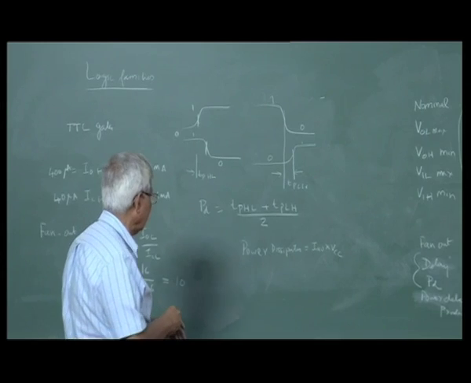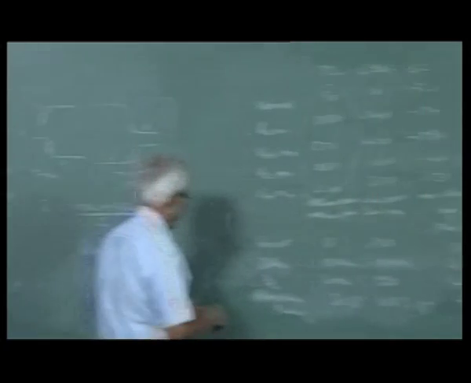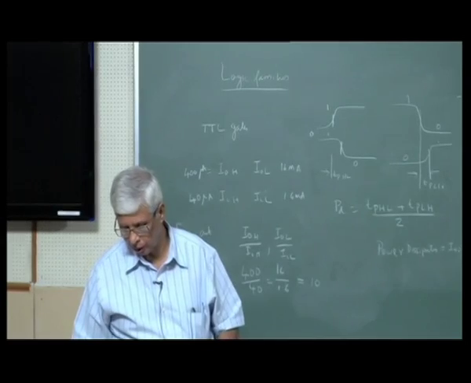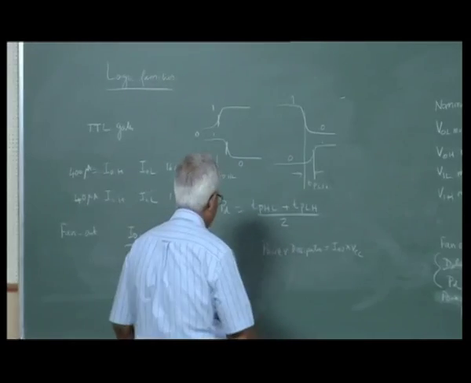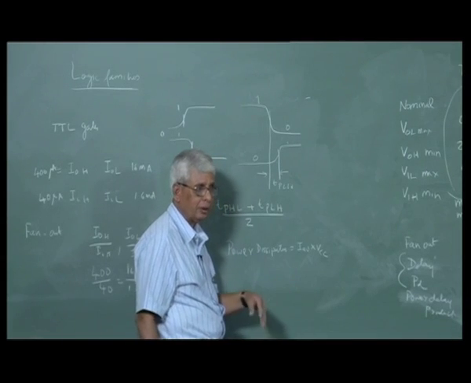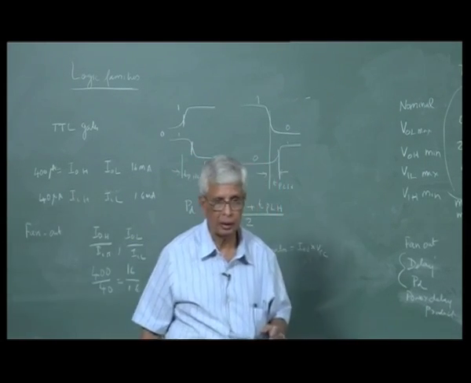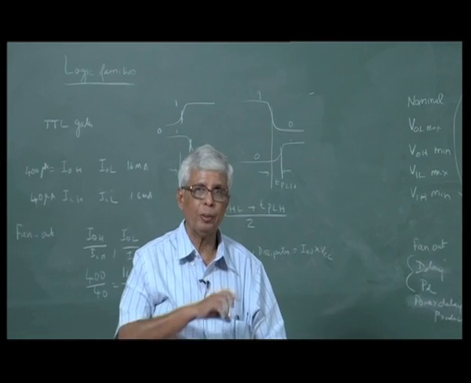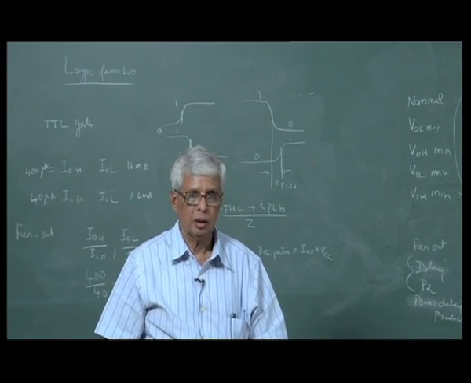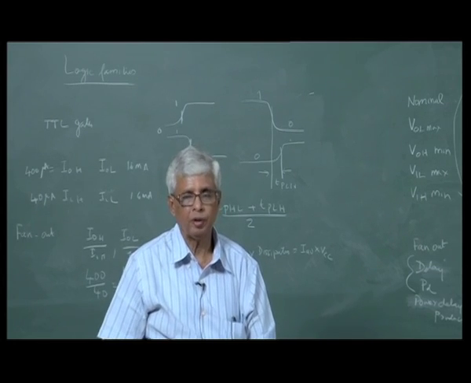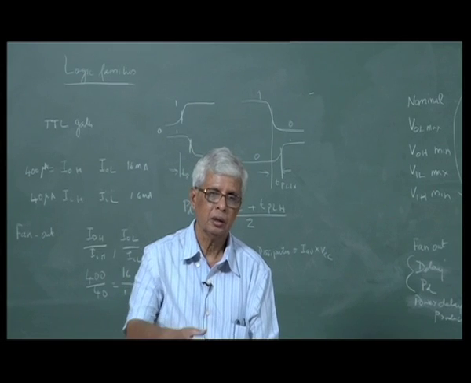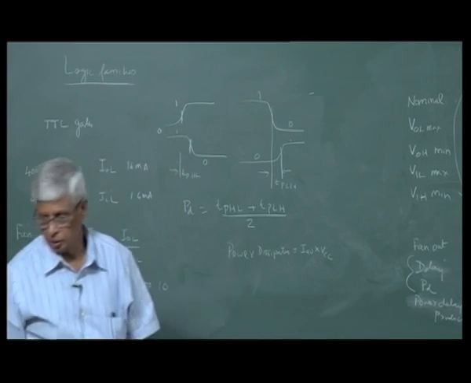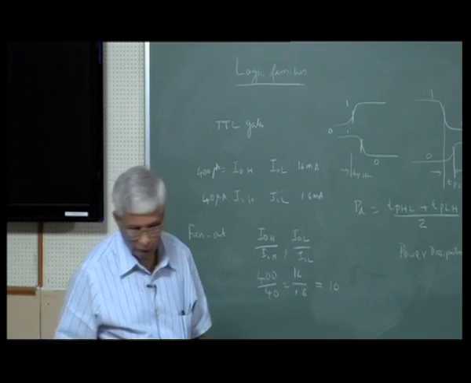We also calculated the fan-out, delay, power dissipation, power delay product, and there's one more thing which is called noise margin. The output of a gate is fed as input to the next gate. High level output of one gate is fed as high level input of another gate. In that process, we may drop some voltage. Similarly, low level output of a gate will go as a low level input of another gate. In that process, it can take some noise. How much noise is allowed? It's called noise margin.